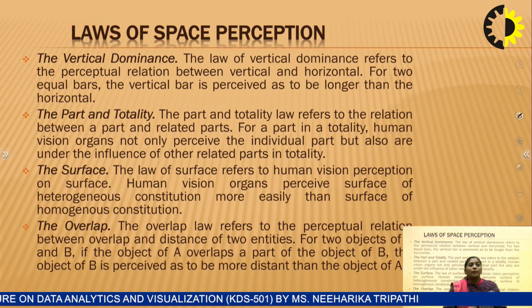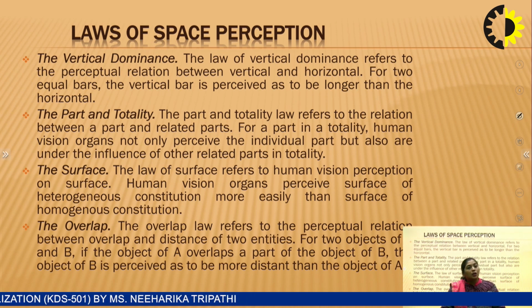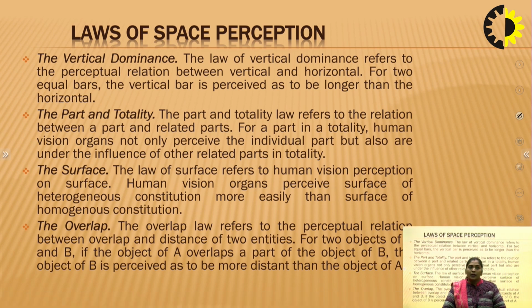Now, first is the vertical dominance law. What is the vertical dominance law? The law of vertical dominance refers to the perceptual relationship between the vertical and the horizontal. For two equal bars, the vertical bar is perceived to be longer than the horizontal bar. So what is the meaning of this? Suppose we draw a graph here, and they say that these two bars are equal. We say the vertical bar should be longer than the horizontal bar.